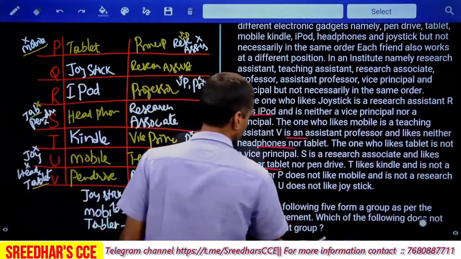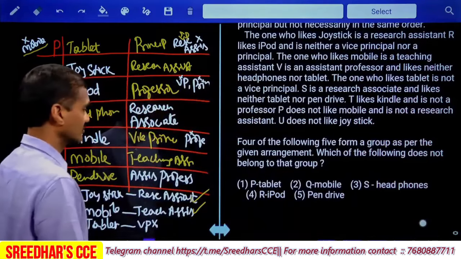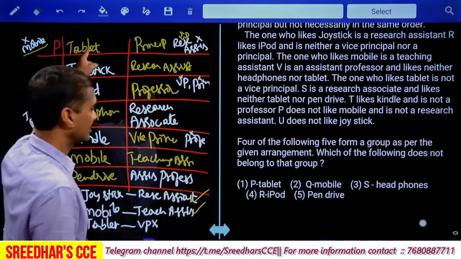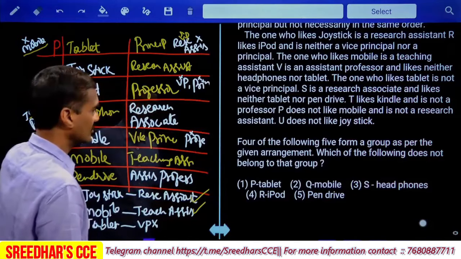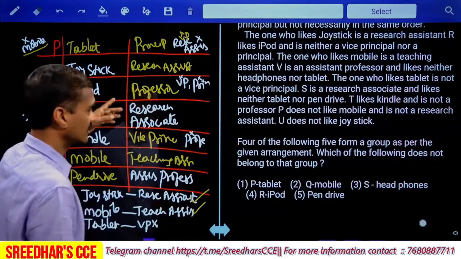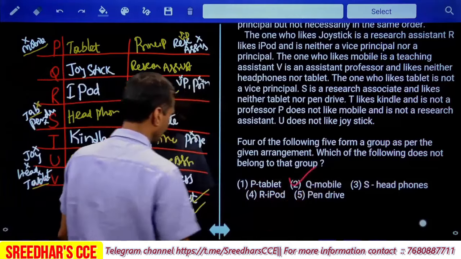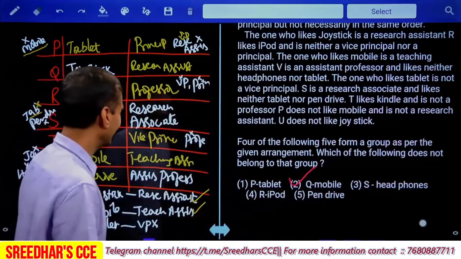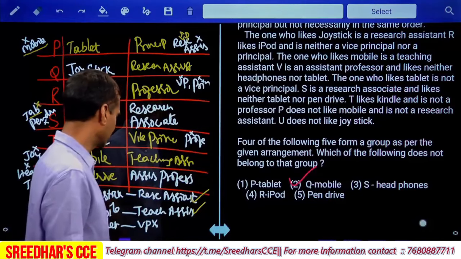Then according to this one, question number 9. Four out of the following is nothing but an odd man out. P tablet, definitely true. Q mobile, that is false. Headphones, that is definitely true. R iPod is definitely true, and so on, isn't it? Hence what is the information? What is your answer here? Choice 2. Except choice 2, in the remaining the person and the gadget they like are correctly given. The 9th one is given in choice 2.